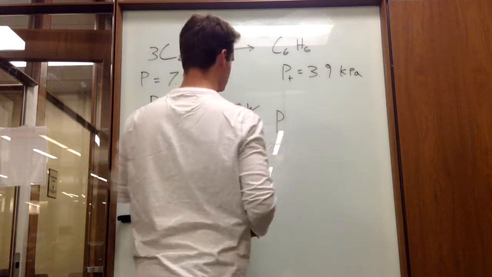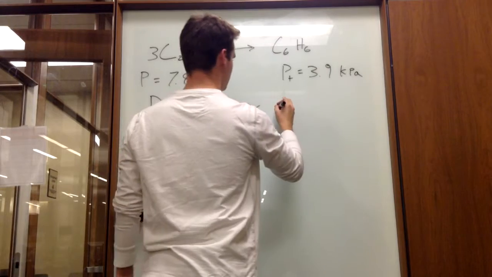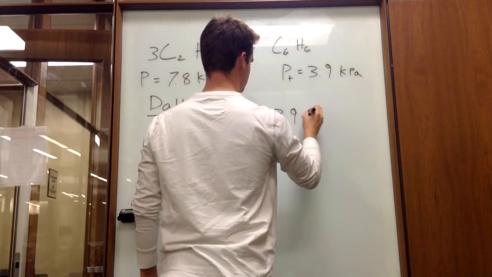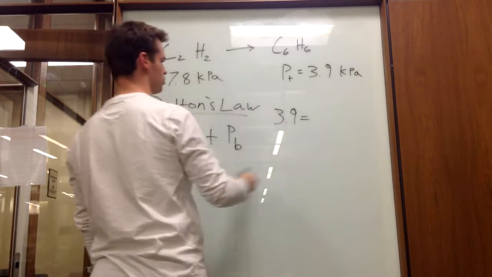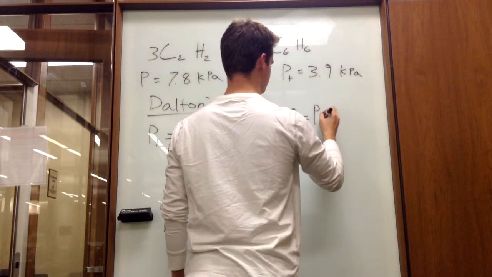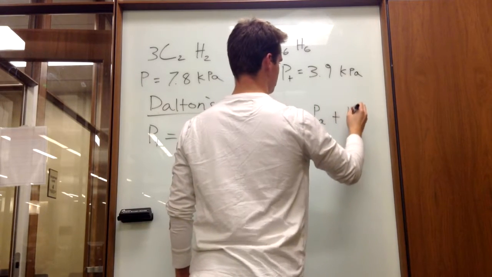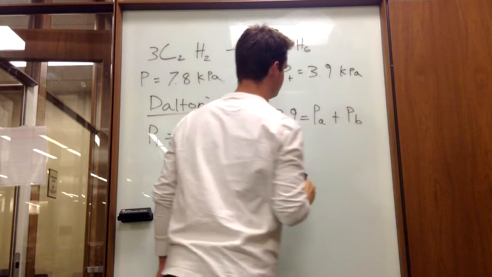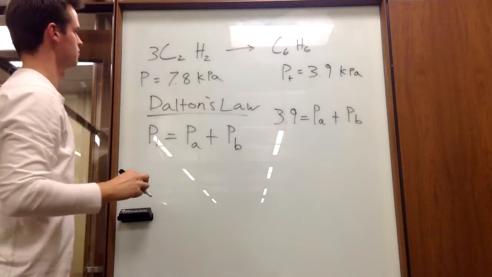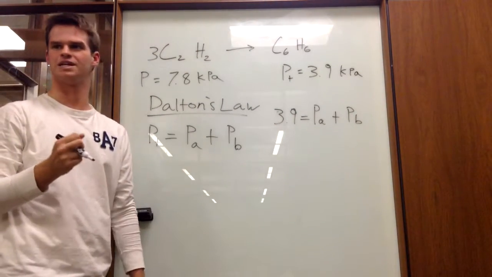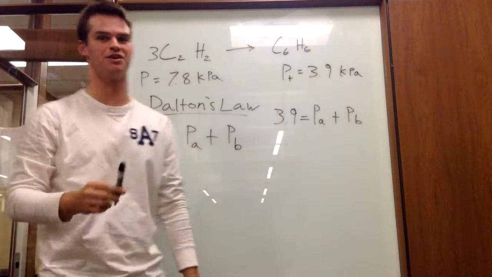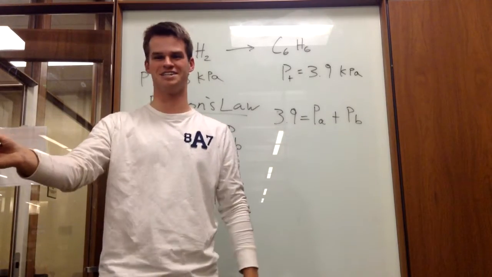There's Dalton's law. So let's try to set that up with what we have. 3.9 is equal to pressure of A plus pressure of B. That's what we know. And now I'm going to hand it off to our next teacher here. His name's Brian.